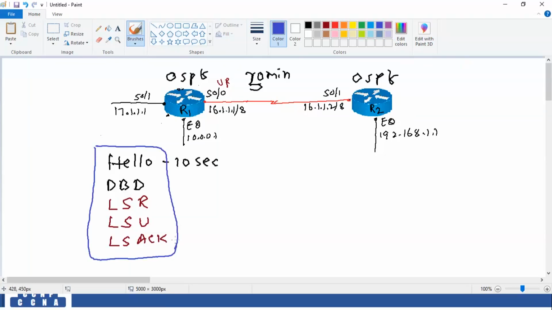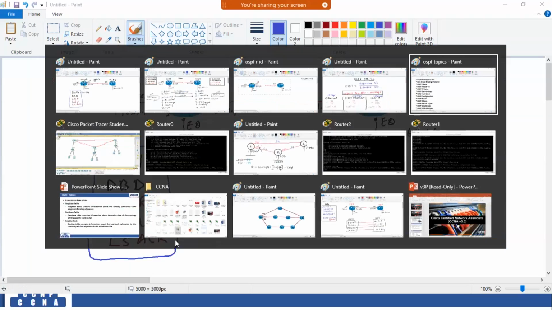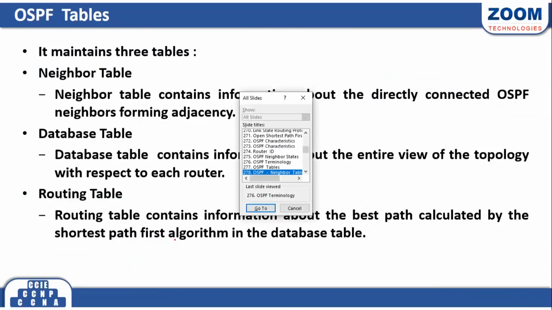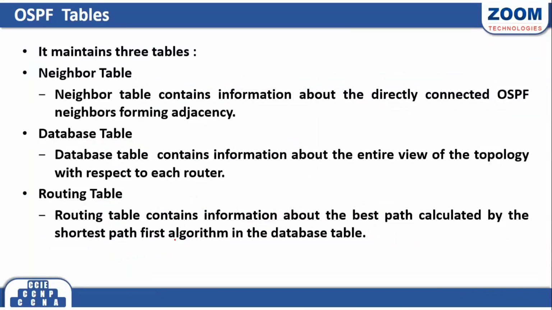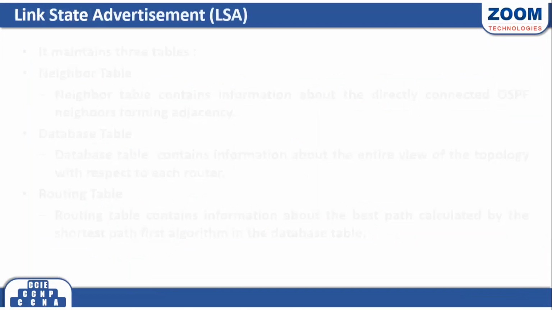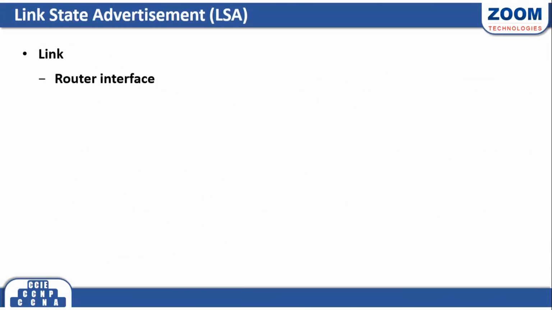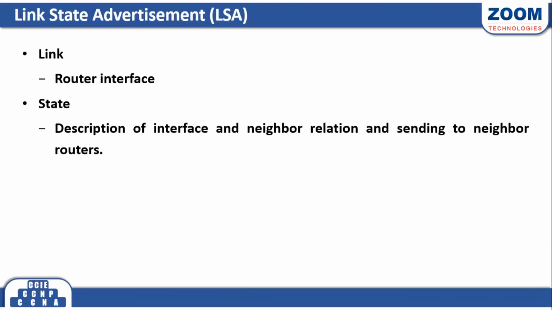So these all are OSPF packet types. Each packet has a different purpose. What is the purpose of the hello packet? To discover the neighbor, to maintain the neighbor. What is the purpose of the DBD packet? To exchange the updates. What is the purpose of the LSR packet? Link is nothing but the router interface. State is the description of the interface.